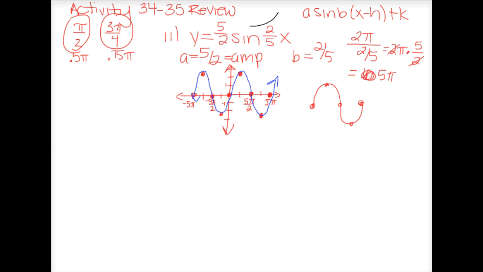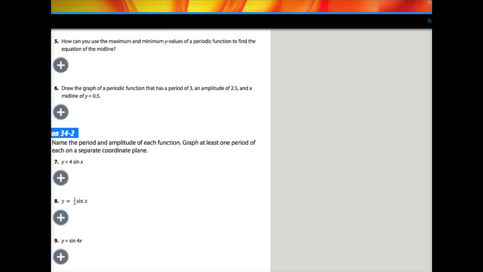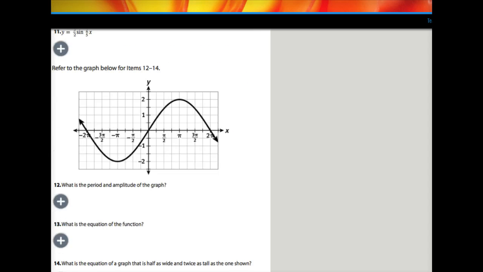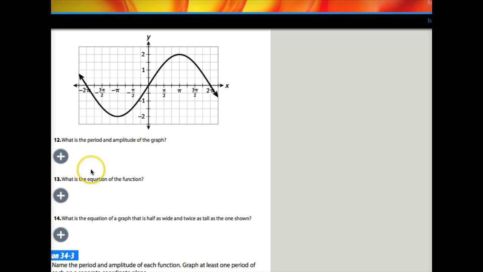Next ones asked you to write the equations. So if you look at this graph, number 13 asked you to write the equation. In number 12, you looked at this and hopefully determined that this was one full cycle from here to here. So the period was 4 pi. The amplitude goes from the midline, which is 0, to 2. So amplitude of 2, period of 4 pi.